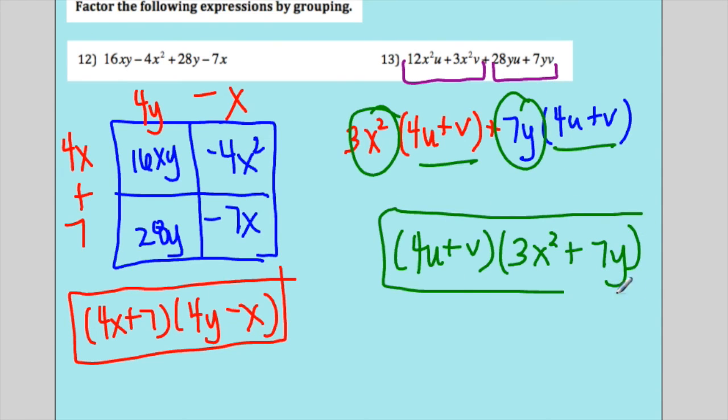Okay, so there's my last factoring by grouping. If you have any questions on this, please let me know.